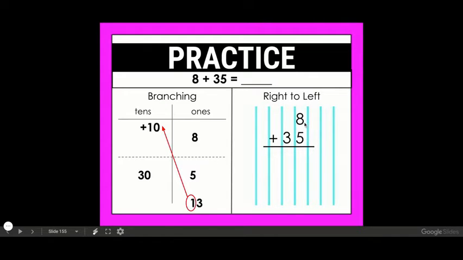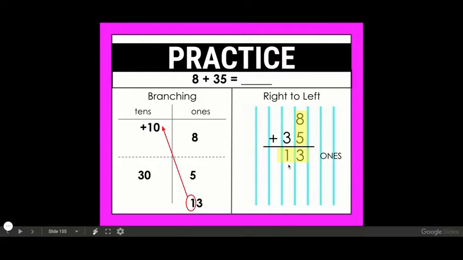So now I'm going to add my ones, 8 plus 5. Remember, when I add my ones, I'm going to write that answer on this first line. So my ones is going to go right here. 8 plus 5 equals 13. So I write my 13. And notice how even with branching, I'm left with a 3 in the ones and my 10 in the 10s. Same here, I'm left with my 3 in the ones, and this 10 is actually over here in the 10s column.